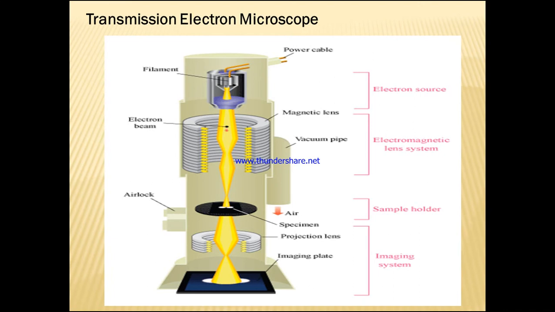the scientists called Max Knoll and Ernst Ruska. By these persons, the transmission electron microscope was invented, and in 1986 for this they got the Nobel Prize. As well as in 2017 again Cryo-EM, that is also one of the electron microscopes which was invented. For this also they got the Nobel Prize in 2017, and another person was given the Nobel Prize for this also.